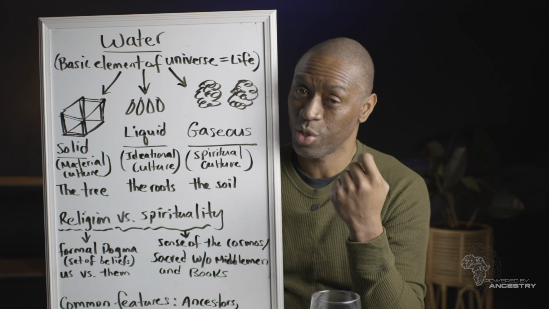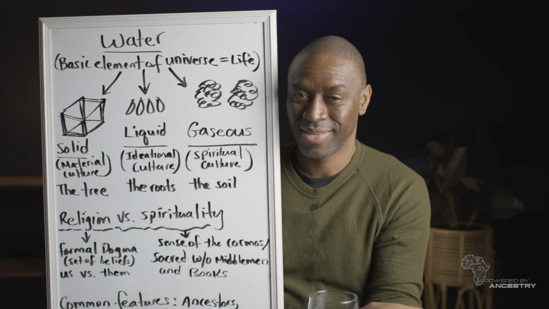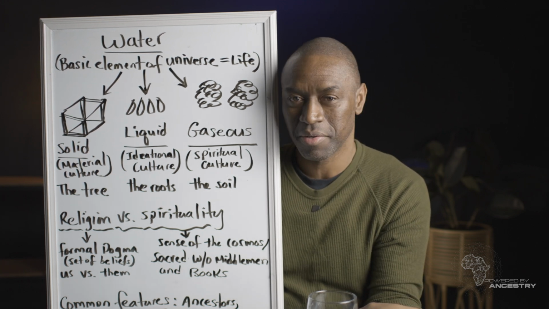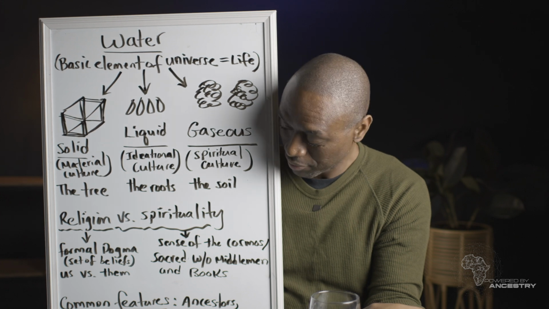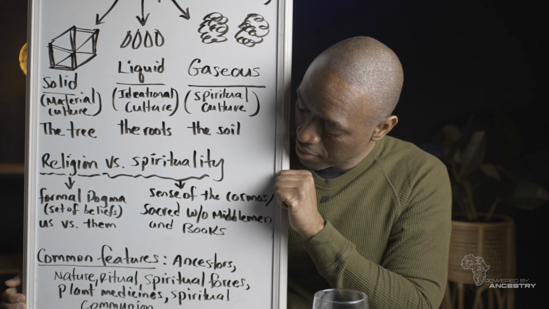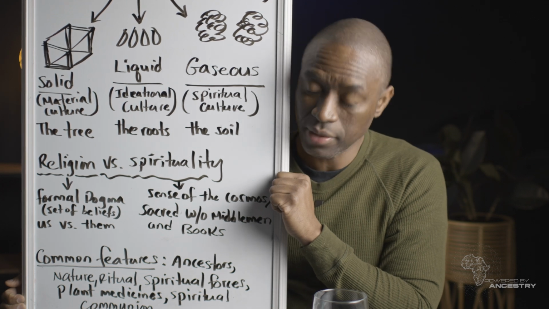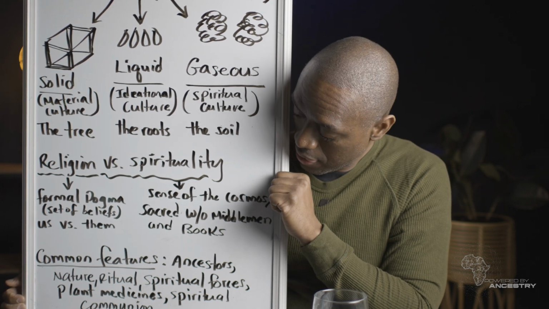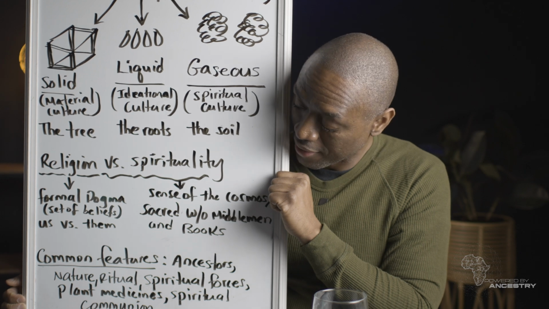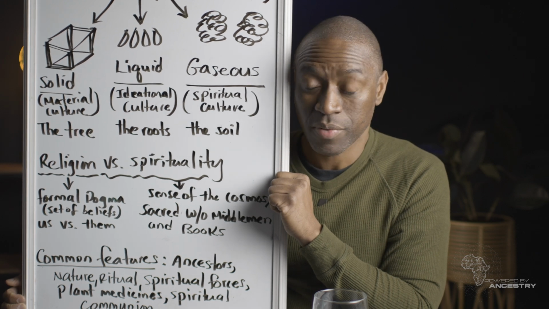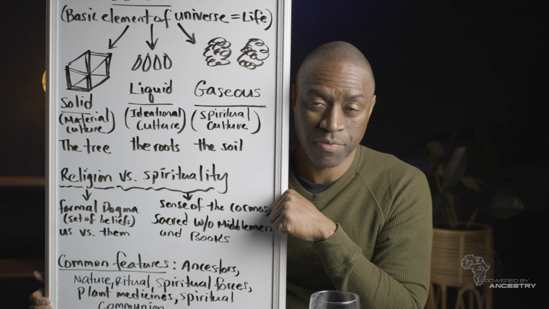And that's why we have to distinguish the two. They may look similar and even appear similar, but they're quite different. I want to share with you at the bottom of this whiteboard some of the common features of African spirituality that they all share, both in Africa on its outlying islands, as well as in the African diaspora. They all feature or have a place for ancestors.